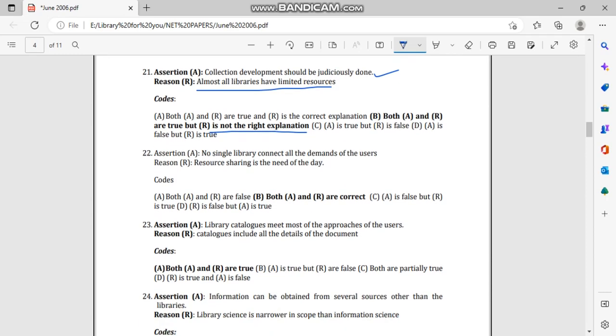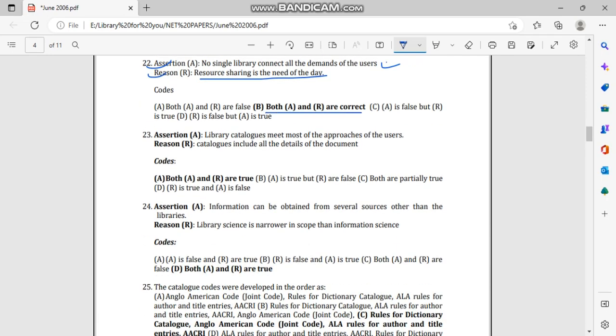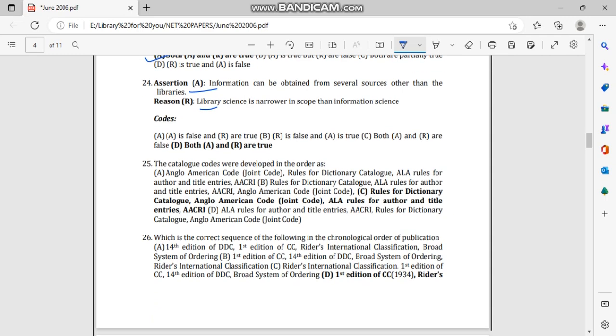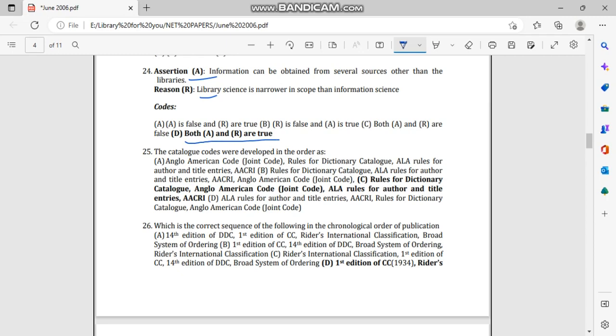Assertion: No single library can meet all the demands of the user. Reason: Resource sharing is the need of the library. Both A and R are correct. Assertion: Library catalogs meet most of the requirements of the users. Reason: Catalog includes all the details of the document. Both A and R are true. Assertion: Information can be obtained from several sources other than the libraries. Reason: Library science is narrower in scope than information science. Both A and R are true.